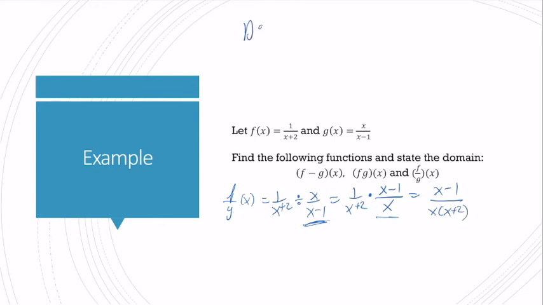In order to find my new domain, I set my new denominator equal to 0. I get x equals 0 and x plus 2 equals 0. So I get x equals 0 or x equals negative 2. Both of those would make my denominator 0. So my domain is all x values as long as x doesn't equal negative 2 or 0.